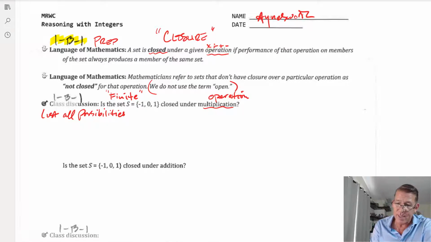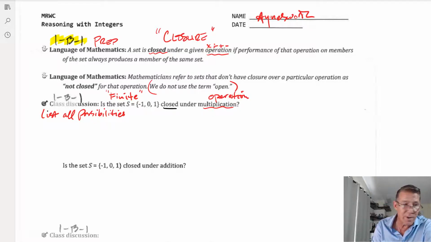So here we go. We're going to take any two numbers in here, even a number with itself, multiply them together, and if the result is in the set, we're going to say it's closed. And to determine if it's closed, because we're supposed to determine this, it doesn't say show, it says is it closed, and then you have to list them.